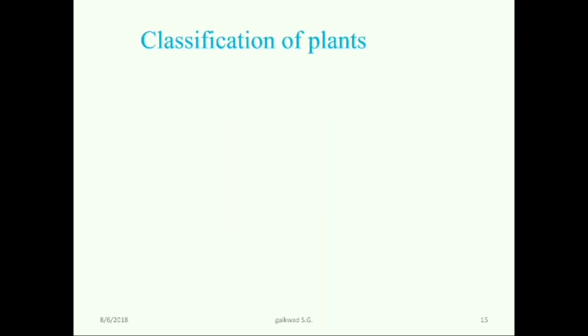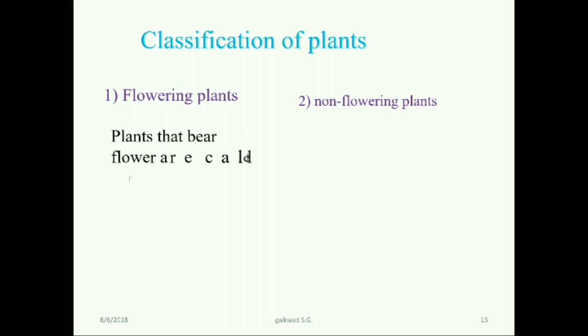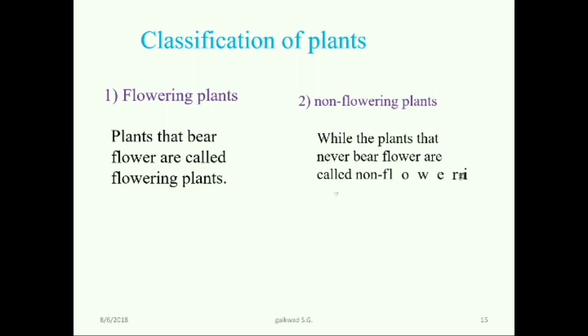The next classification of plants is based on their flowering. First is flowering plants, second is non-flowering plants. Flowering plants means the plants that bear flowers are called flowering plants. And non-flowering plants means the plants that never bear flowers are called non-flowering plants.